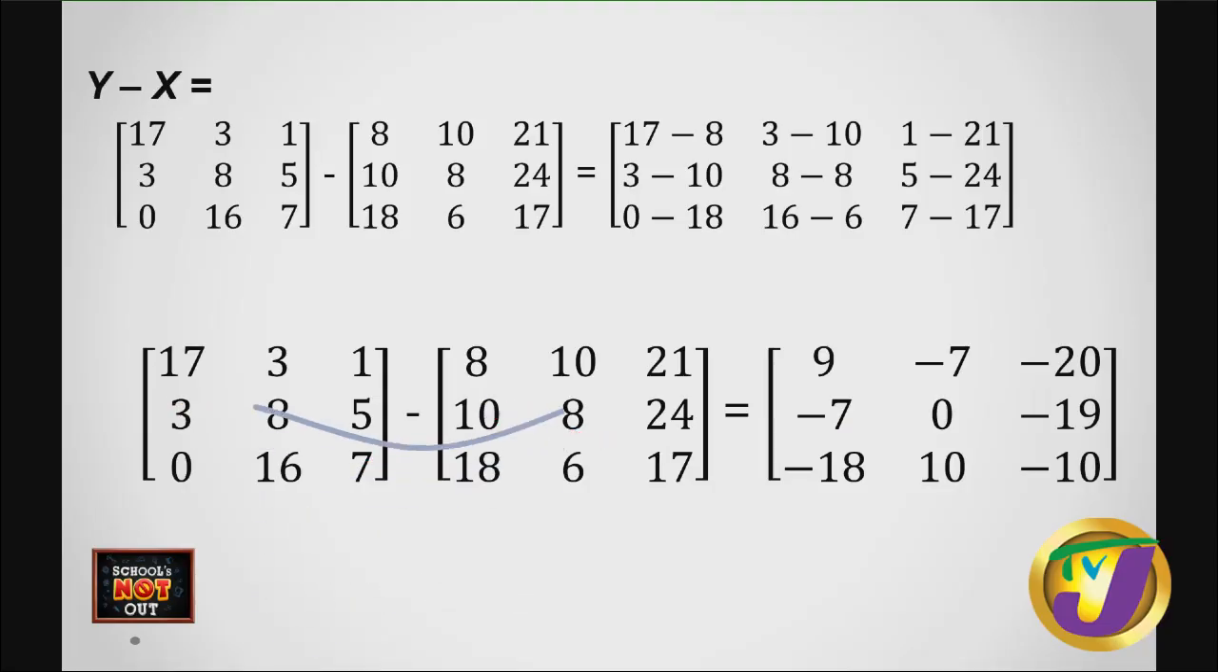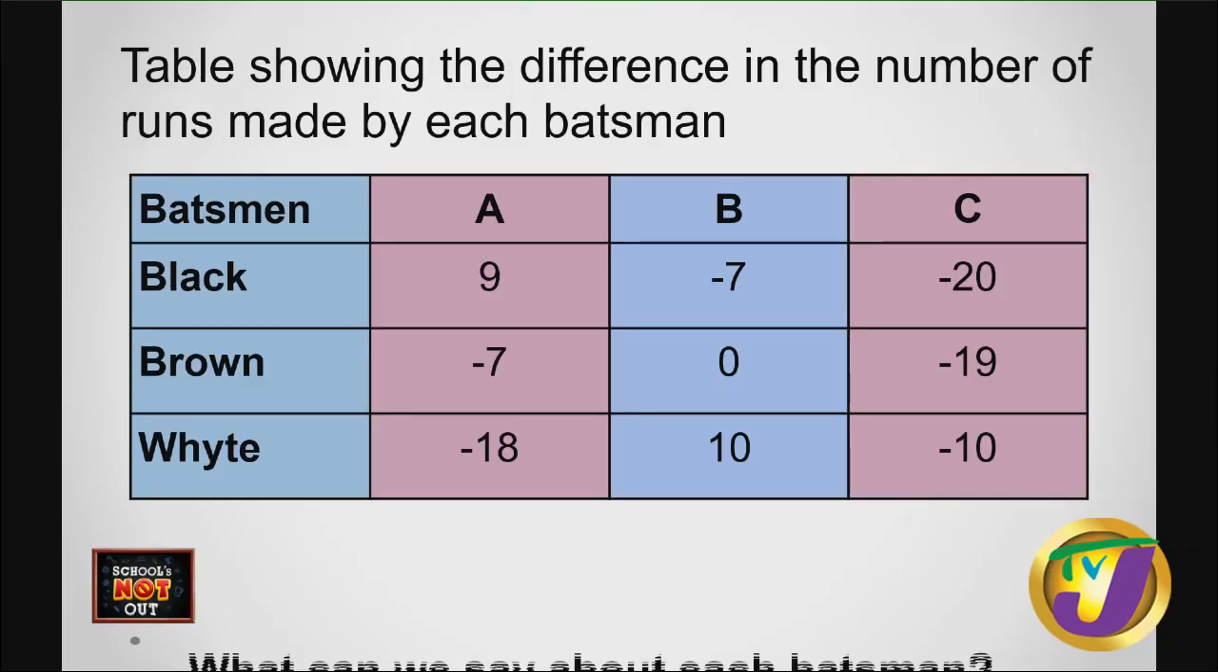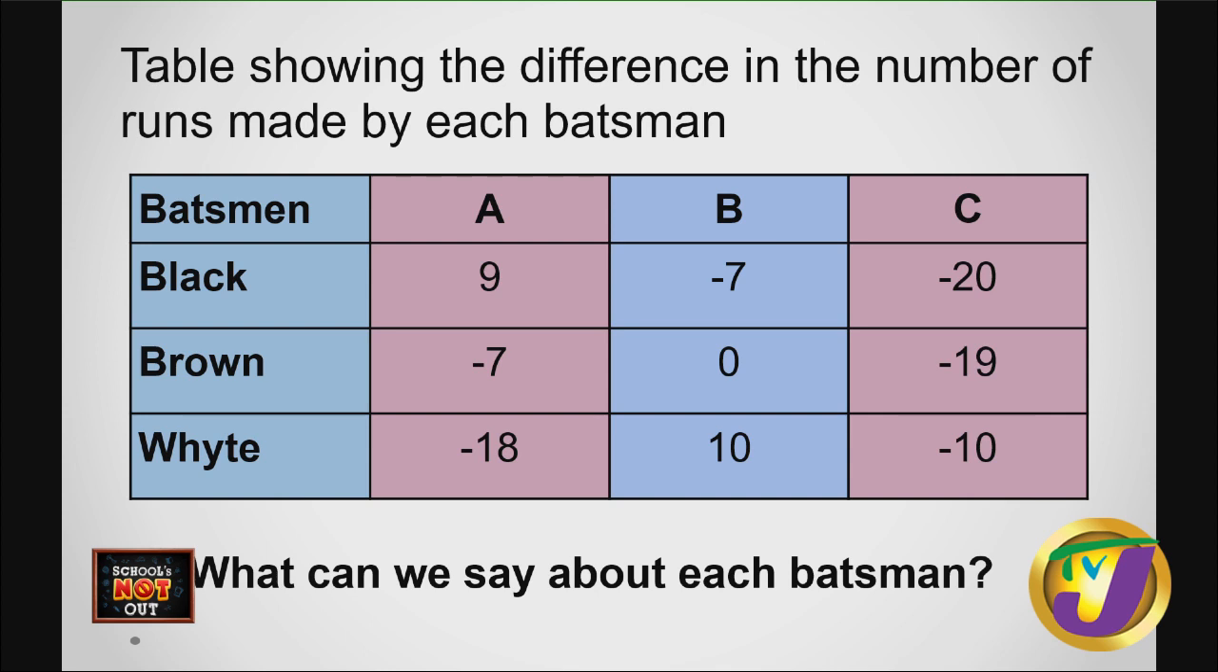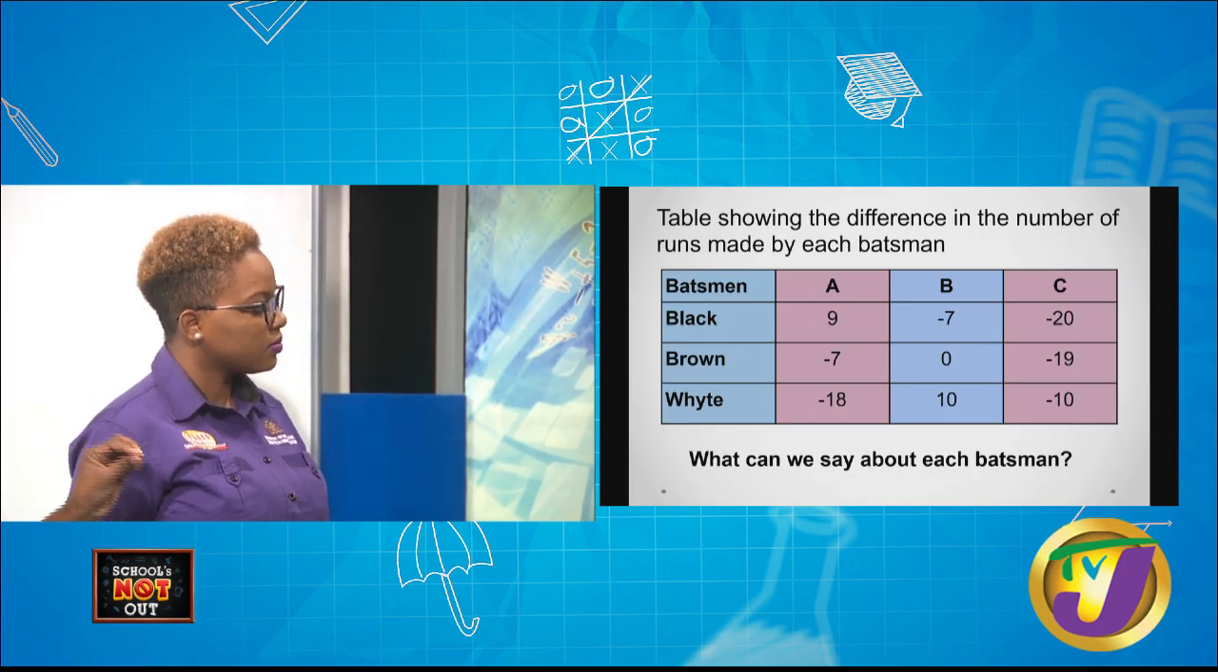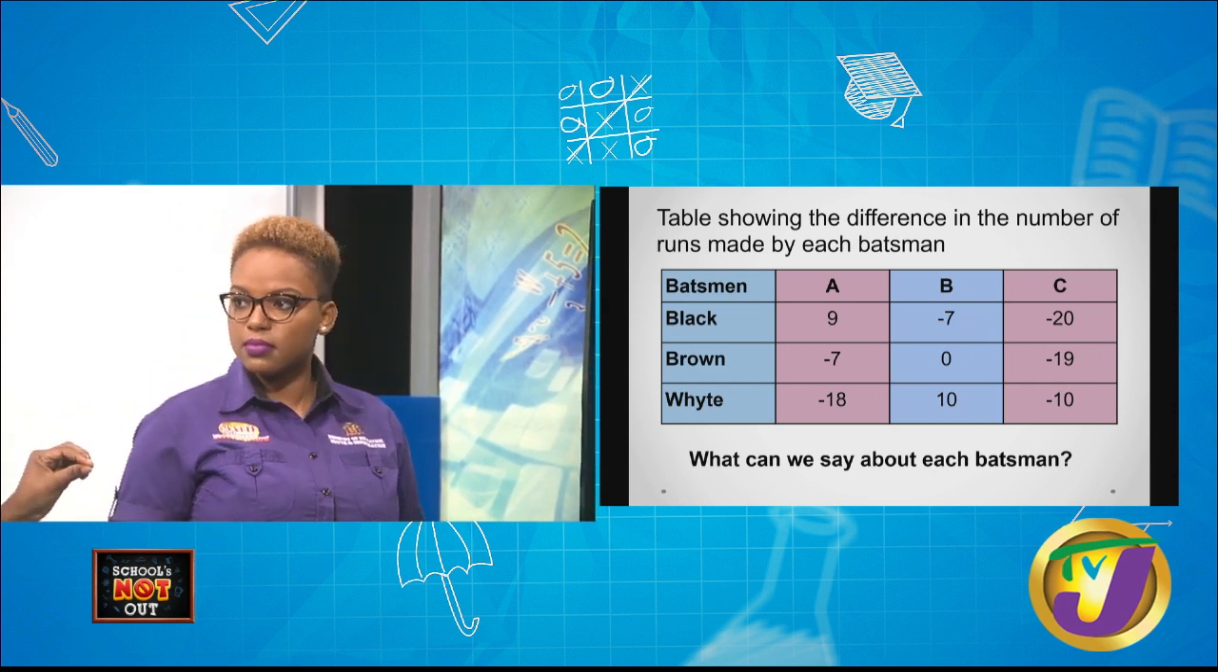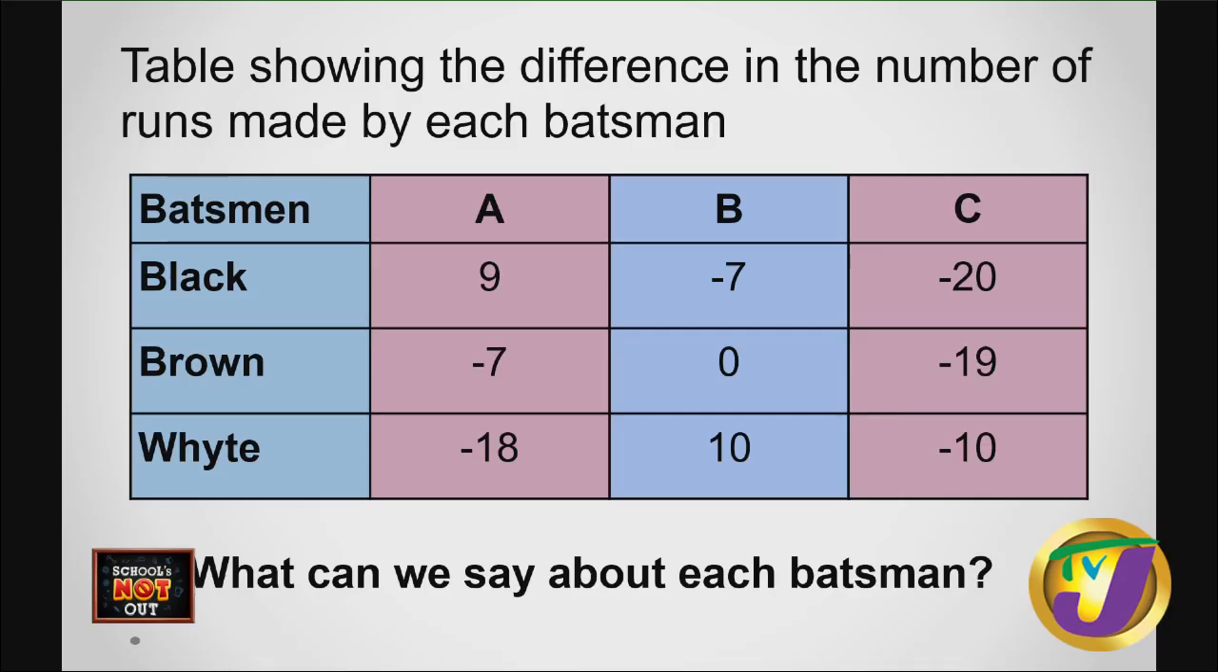I think we pretty much get the idea of what to do, but what does this really tell us? We have looked at the subtraction, and we're making a comparison between the gentleman's performance in the second innings as against the first one. When I look at this, I can see that Black scored 9 more runs in the second innings than he did in the first, based on that positive 9. Then when I look at School C, I see that negative 20.